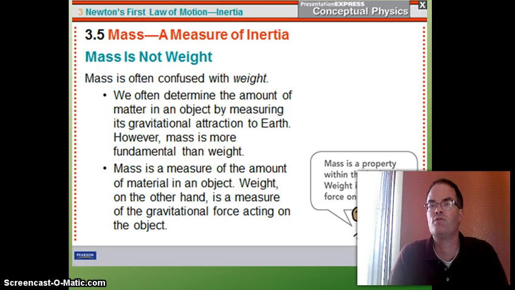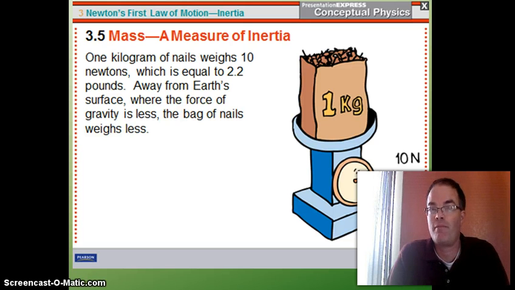Another thing that people confuse mass with is weight. Weight is a force. Gravity pulls on things with a force, and that force we call weight. So 1 kilogram of nails is a way of measuring mass. Okay? Kilograms is the unit we use. But that would have a certain weight here on Earth, and so we can easily convert between the two, but they are different things. Weight is different. Mass is another thing.